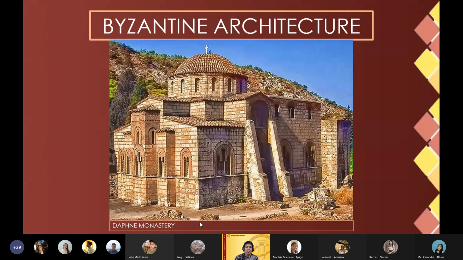Here we have the Daphne Monastery. So there are two: the monastery and the church. If you compare it to early Christian, if you still remember our lesson, early Christian also has two: the church and the baptistery. Here there are also two: one is the church, the second is the monastery.